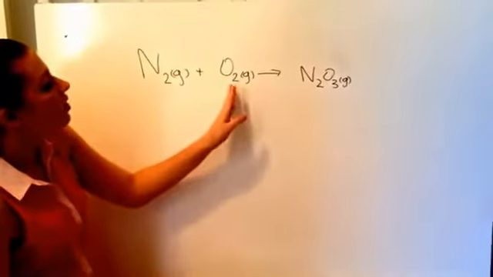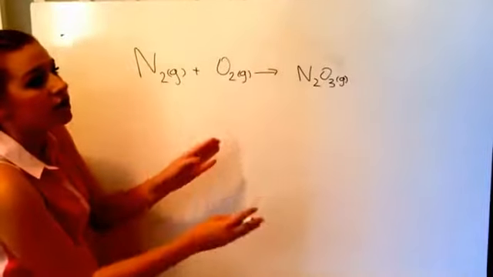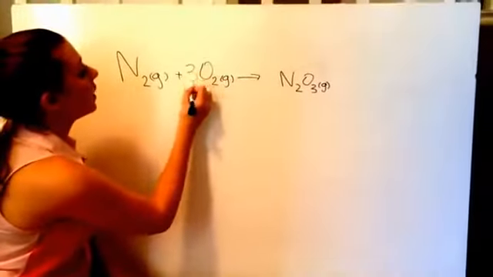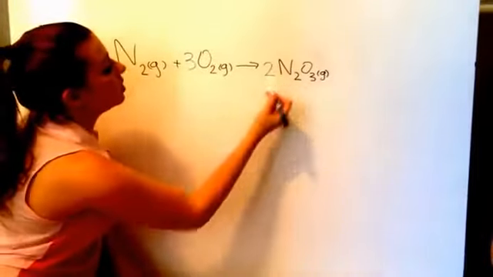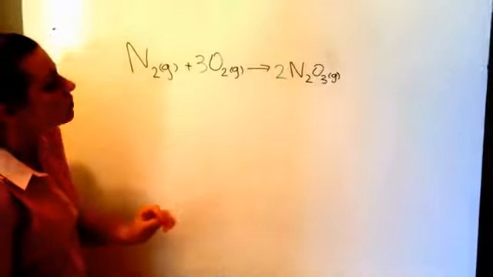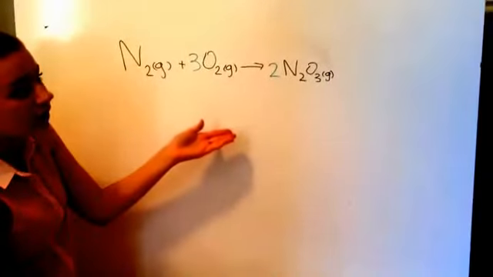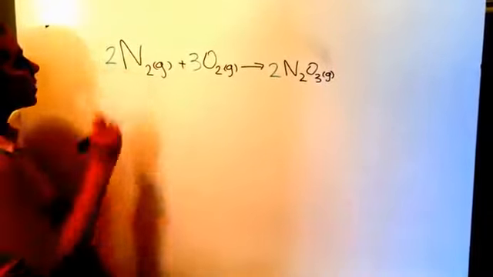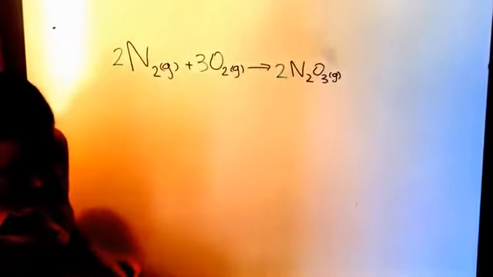And so the only thing that's in common with the 2 and the 3 is if you multiply them together, you get 6. So we're going to multiply this by 3 and multiply this by 2. So now we have 6 O's on either side of the equation. And then now we have 4 N's. So to get 4 N's on this side, we're going to multiply this by 2. Okay, we're all balanced now.